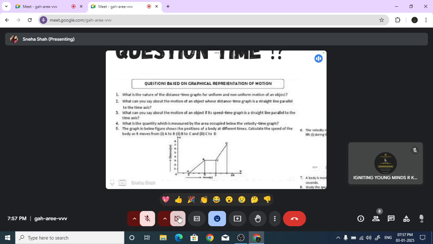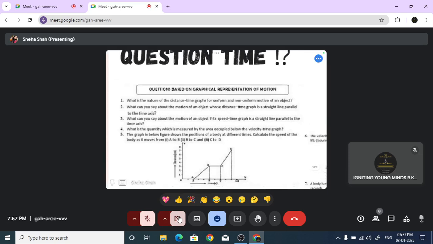Okay, one after the other, you need to answer this. I cannot see the names of people, so anyone who knows the answer, please unmute yourself and answer this. Okay. First question: what is the nature of distance time graph for uniform and non uniform motion?